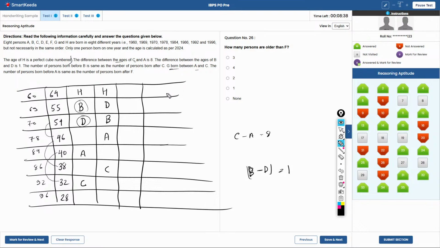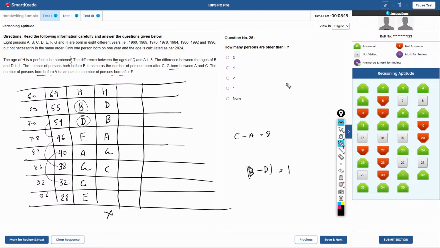Alright, G was born between A and C. The number of person born before A is same as born after F. 1, 2, 3. Before A, after F, not possible. The other person just slots in here. A, B, C, D, E.